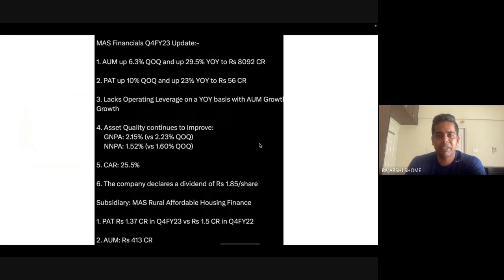Okay, so here is the number here. Again, having said that, they lack operating leverage. As I mentioned, that's probably the only negative thing I have. Asset quality has continued to improve both on a QOQ and a YOY basis. Okay, so that's fine. That's not a problem.